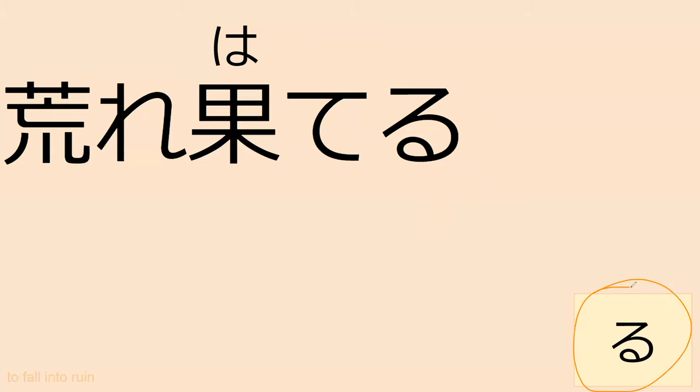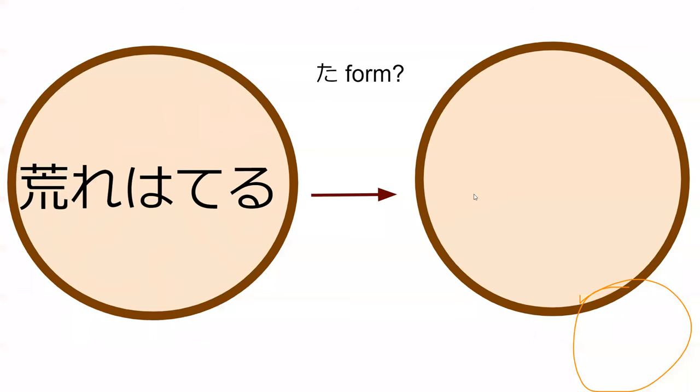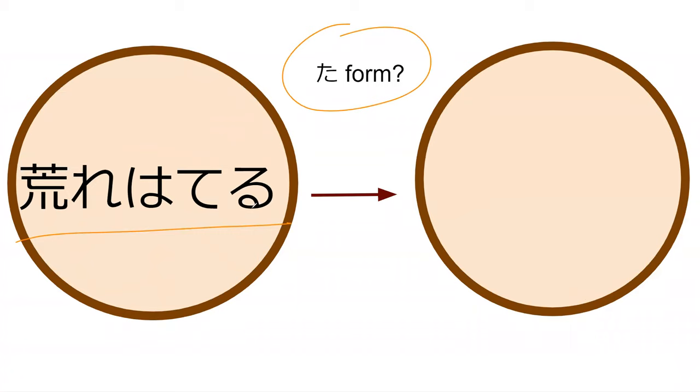And it is a new verb. How do you put arehateru into ta form? Arehatete. Ta form, but yes. Arehateta. And what did that mean? I'd fallen into ruin. To fall into ruin. Perfect. I want to read this guy from a while ago.